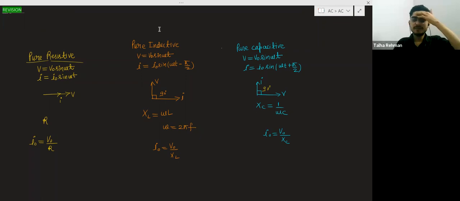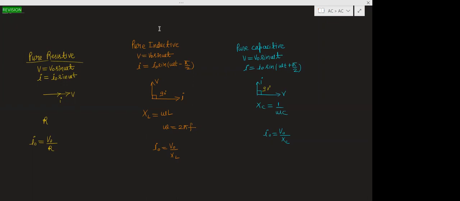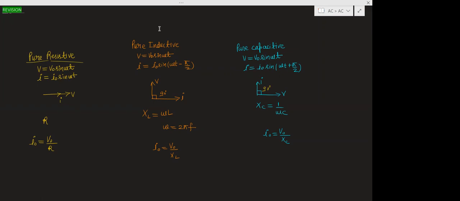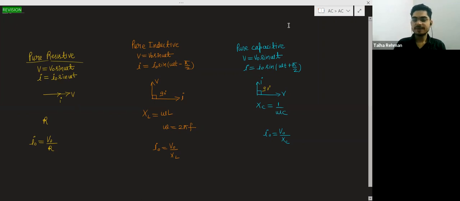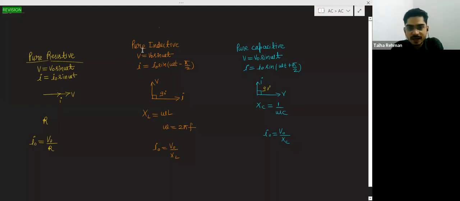So basically, we have completed the pure resistive circuit with an alternating source of voltage, pure inductive circuit, then we have seen pure capacitive circuit. All these concepts of these circuits will be used in the next lecture. Next lecture will have the topic series LCR circuit. We will see a circuit in which all of these three will be connected together. All of these three means the resistance, inductor and the capacitor will be connected.